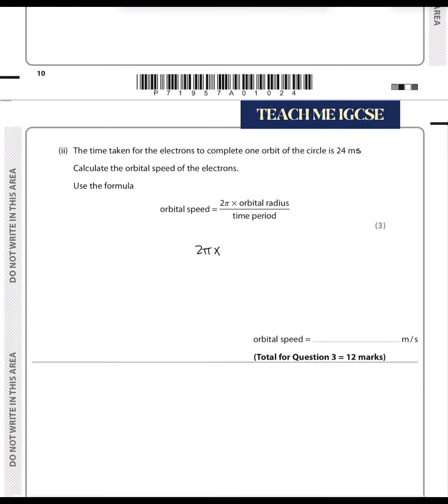So 2 pi times 0.025 over the time period, which is 24 milliseconds. So 24 milliseconds is 0.024 seconds. And we put that into our calculator and we find the speed to be 6.544 meters per second. So 6.5 meters per second is our orbital speed.